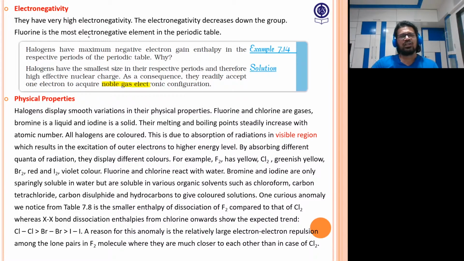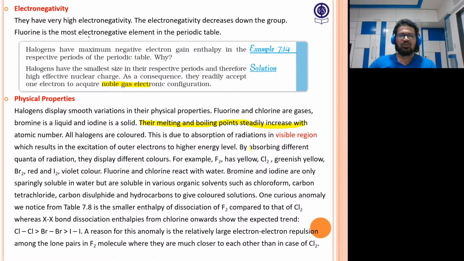Then comes the physical properties. Fluorine and chlorine are gases. Bromine is a liquid, and iodine is a solid. And all these halogens have color because they absorb light in the visible region. So fluorine, pale yellow gas. Chlorine, you must have studied in school, greenish yellow gas. Bromine, reddish brown liquid. And iodine, that's a violet solid. Melting and boiling points will increase as one goes down.